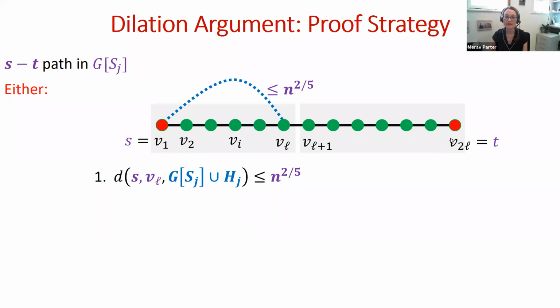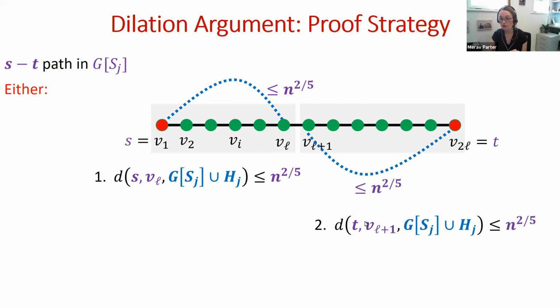Okay, this shortest path can be as long as the cardinality of Sj, and we partition the shortest path into two parts, the first half and the second half. And we show that with high probability, one of the three events must happen. Either that there is a short path between S and VL, that is that we provide a good shortcut for the first half of the path, okay, or that we provide a good shortcut for the second half of the path, okay.